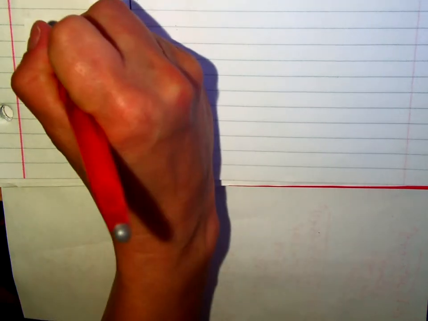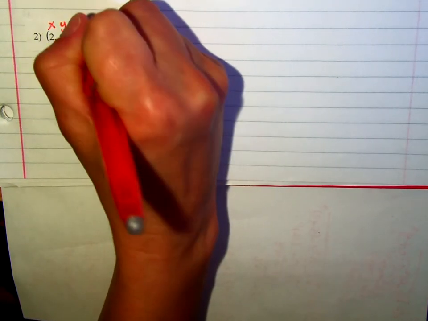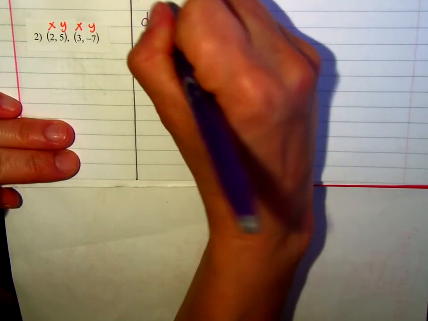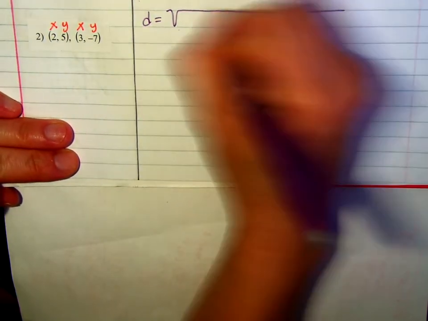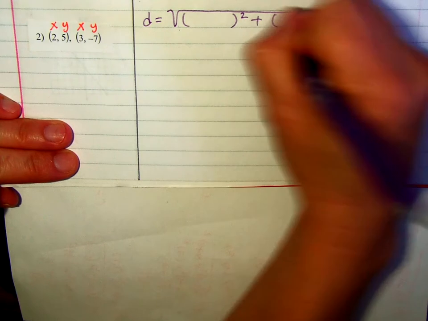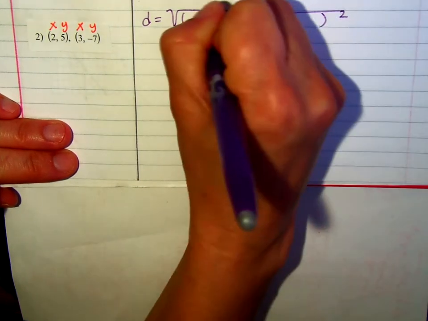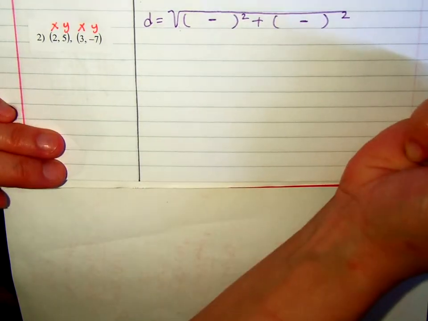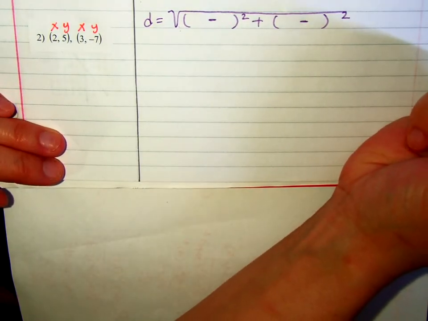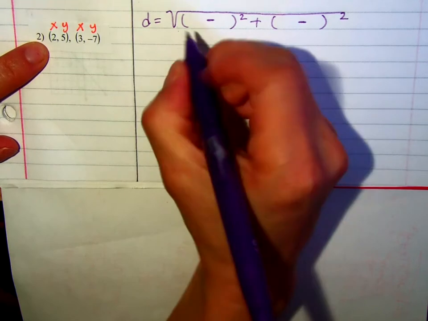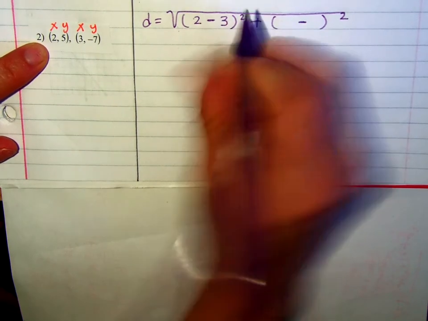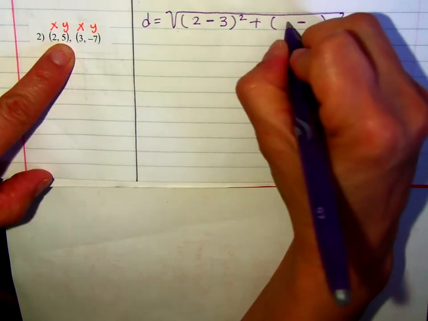Okay, hopefully you labeled your ordered pairs, x, y, x, y, and you drew your distance formula skeleton. So I'm drawing it out. Remember, I always have subtraction in the parentheses. And now I'm going to write down my numbers. So 2 and 3 for x, 2, 3, and then 5 and -7 for y.